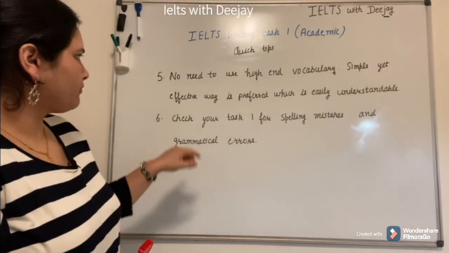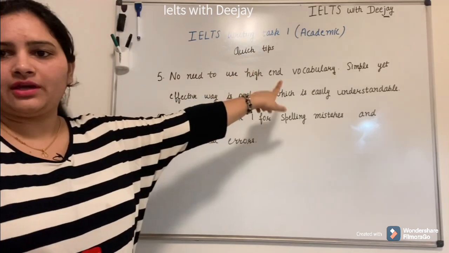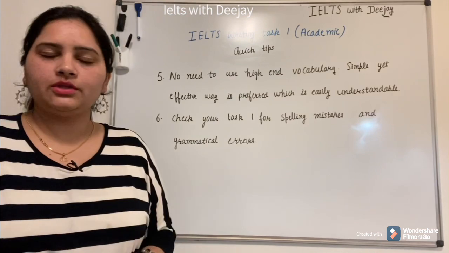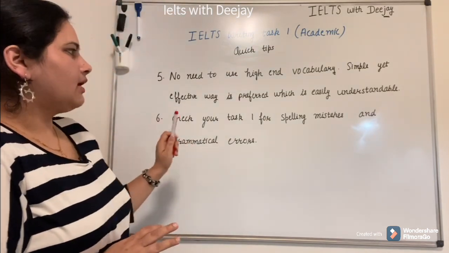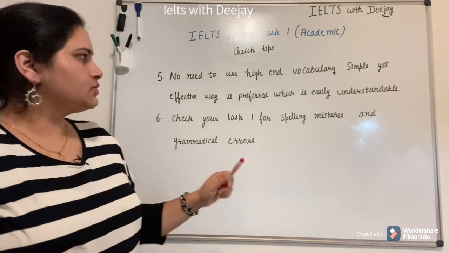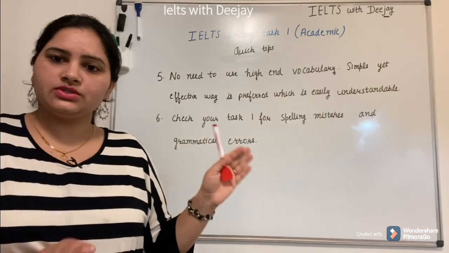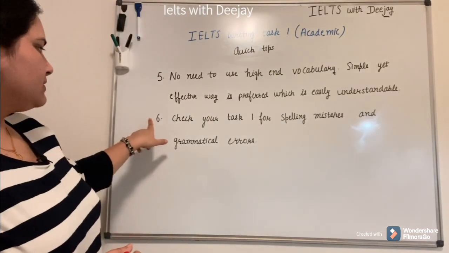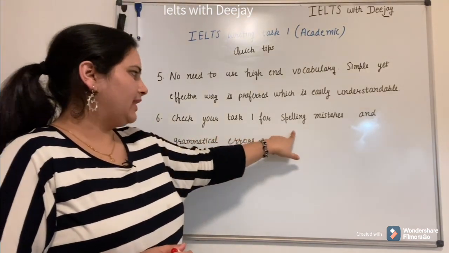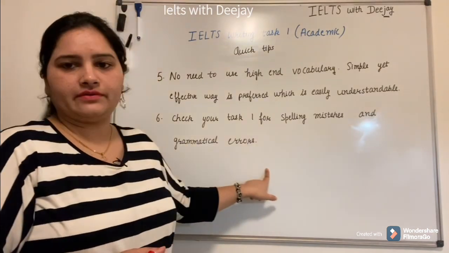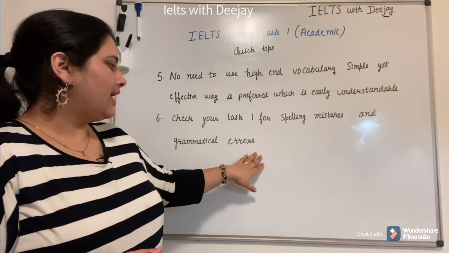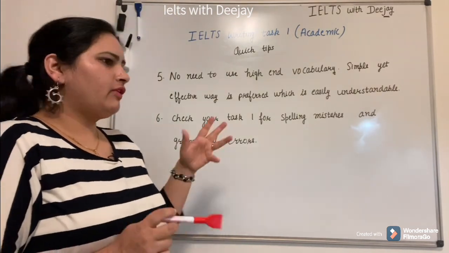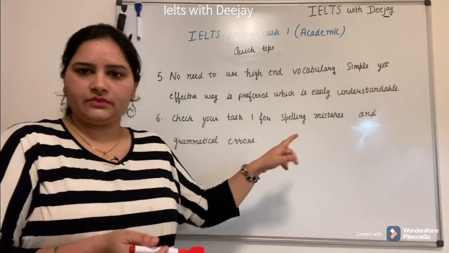After that, there is no need to use high-end vocabulary. Simple yet effective way is preferred, which is easily understandable. You can use simple words. Those are easily understandable. There is no need to use extraordinary words. Just repetition should not be there. Just keep this thing in mind. Next is you have to check your task 1 for spelling mistakes and grammatical errors. That is proofreading. The last 4 minutes should be for spelling mistakes and grammatical errors. And if you find anything repetitive, you can change it here.